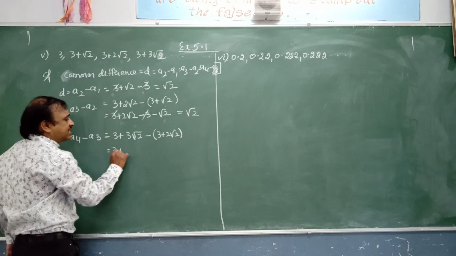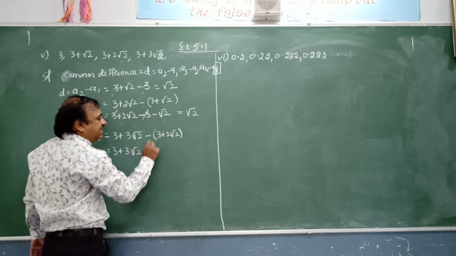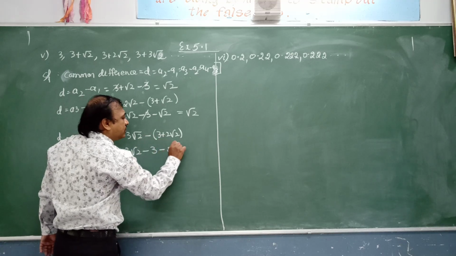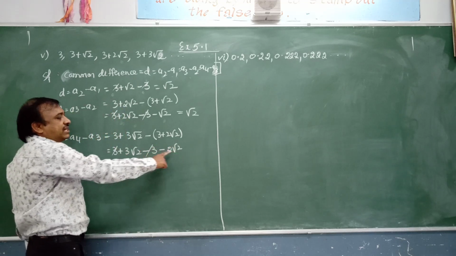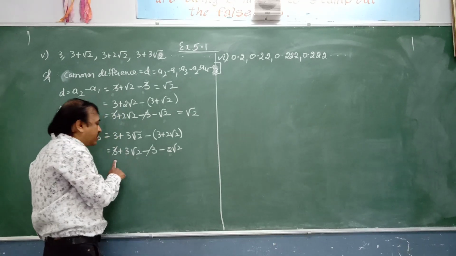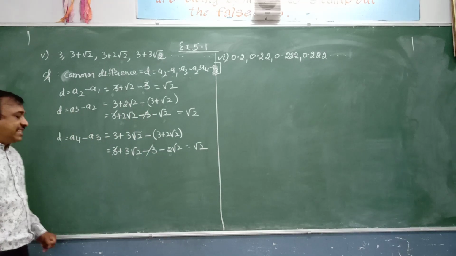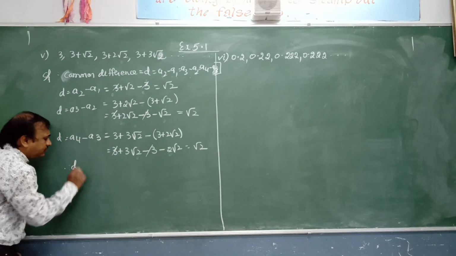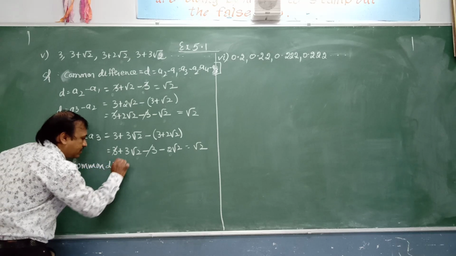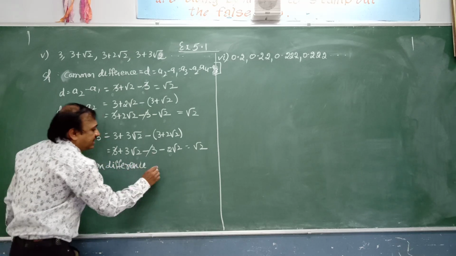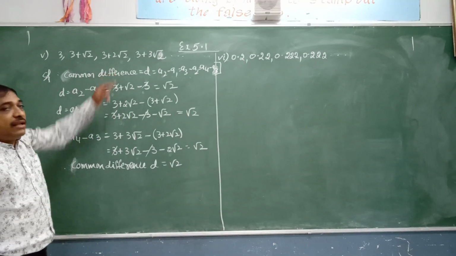Now 3 plus 3 root 2, open the bracket: minus into plus, minus 3, minus into plus, minus 2 root 2. So plus 3 minus 3 cancel. 3 times root 2 minus 2 times root 2 will give you root 2. Therefore d is the same. Therefore the common difference d is equal to root 2 in all the cases. That's why these terms are in AP.